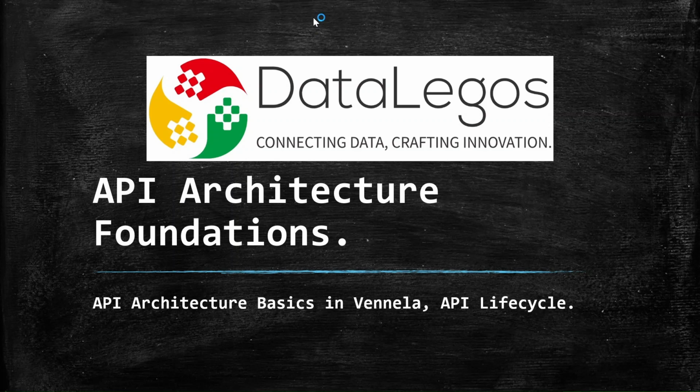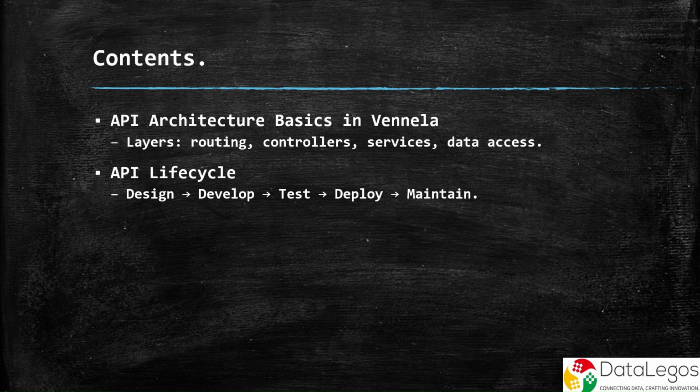Good morning, everyone. Today, we'll explore something that powers almost every app you use daily: APIs. By the end, you'll see how APIs are built, how they work behind the scenes, and why they're so important for developers like you. Here's our roadmap. First, the basics of API architecture, then we'll dive into the layers of an API, and finally, the API lifecycle, from design to maintenance. Think of it as learning the anatomy and life journey of an API.